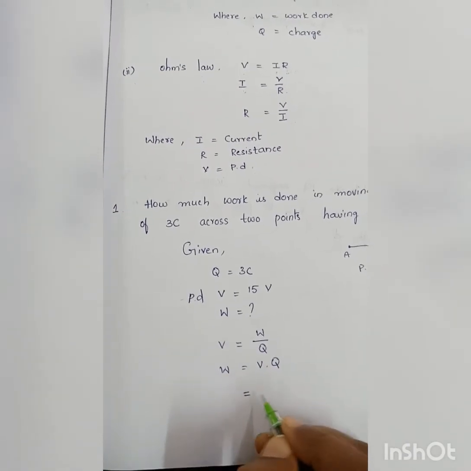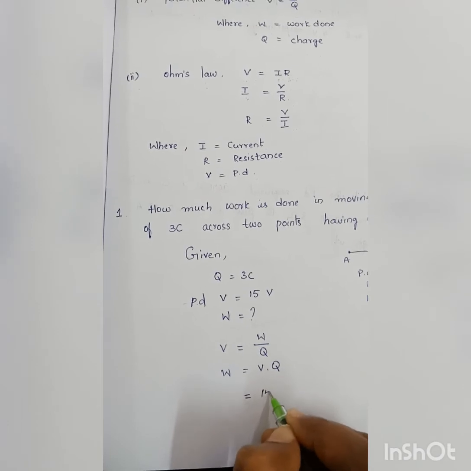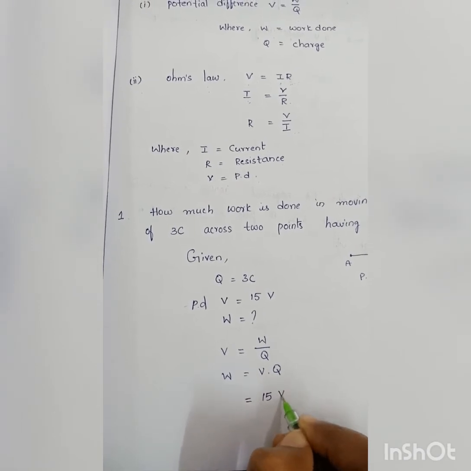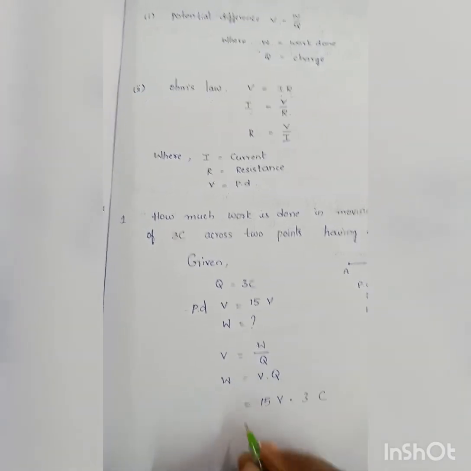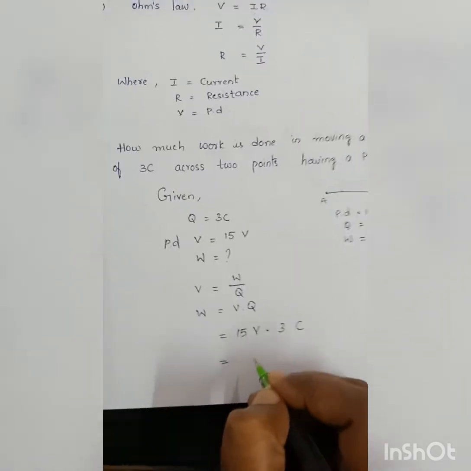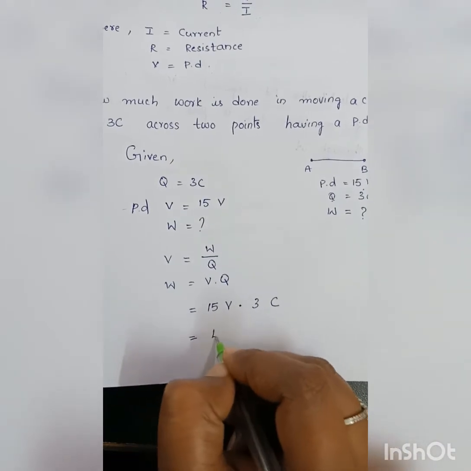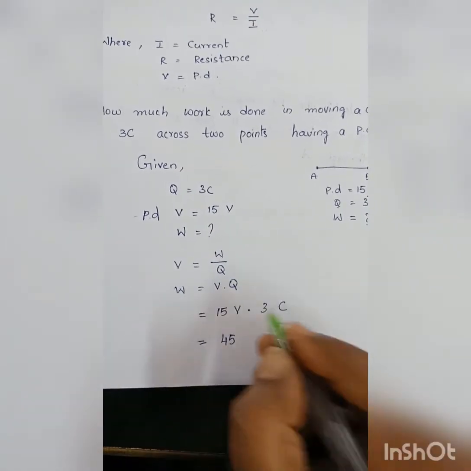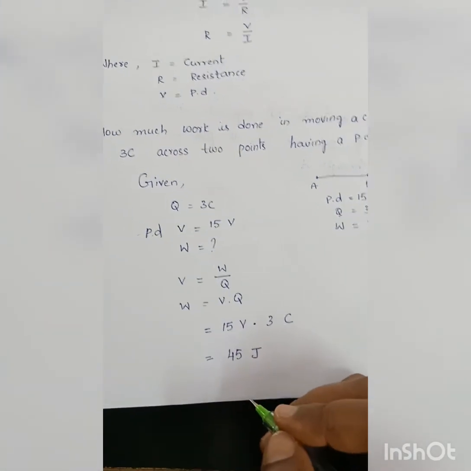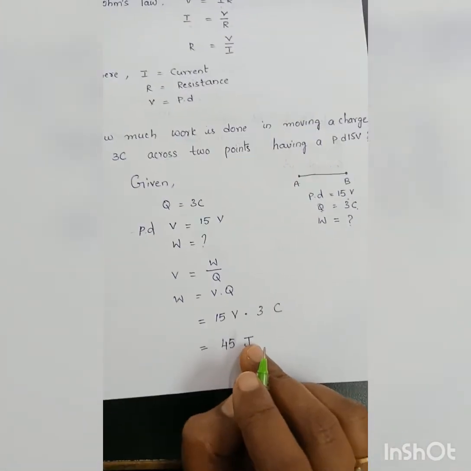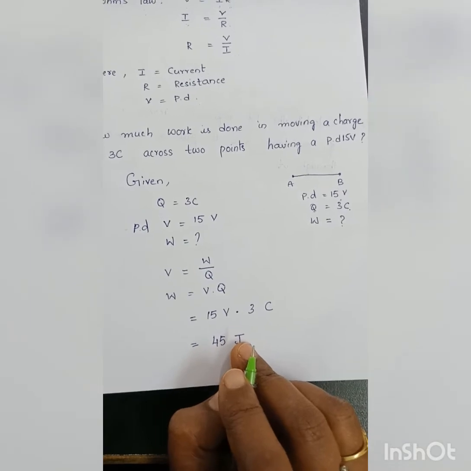Substitute the values. What is V? V is 15 volts into what is Q? Q is 3 coulombs. 15 into 3, 45 volt into coulomb, which is nothing but joule. So 45 joules of work is done in moving 3 coulombs of charge.